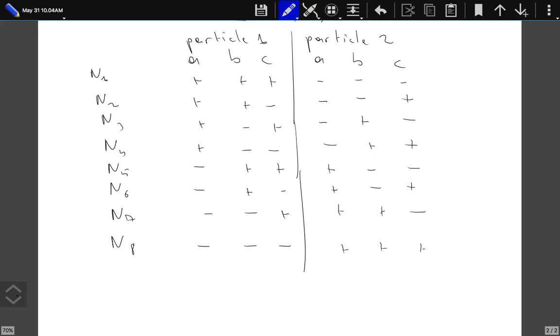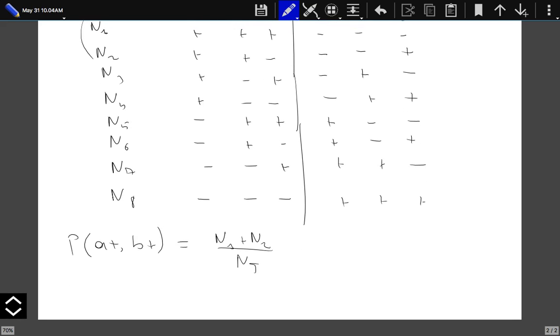Now let's look at this one. What is the probability that if I make a measurement, let's say on the properties of particle A, that I obtain A plus and also B plus? Well, if both of them are plus, I only have N1 and N2. So in N1 plus N2 of my particles, both A and B are plus. Let us divide by NT.